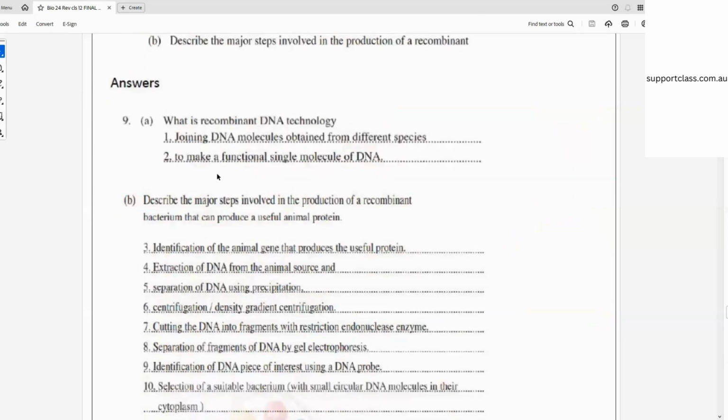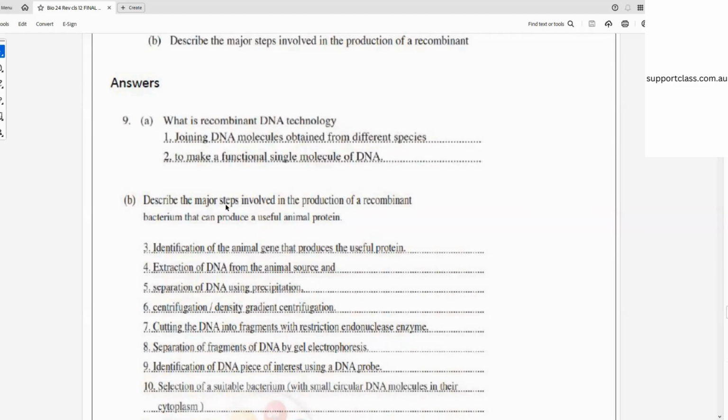So next part, describe the major steps involved in the production of a recombinant bacterium. That is what they're talking about now. Previously they talked about recombinant DNA. Now they talk about recombinant bacteria that can produce useful protein. Recombinant bacteria, in the sense that we put that recombinant DNA into bacteria and let the bacteria make the protein. Okay, so that is what this is.